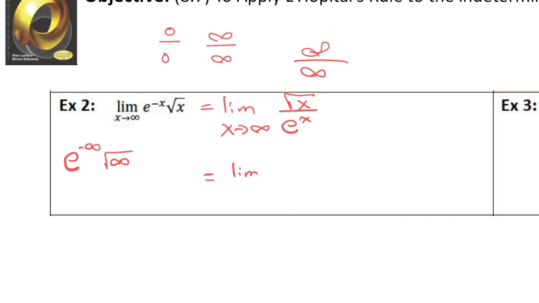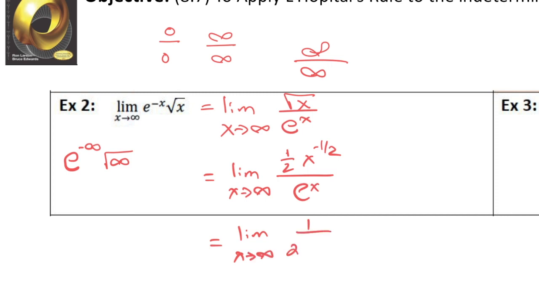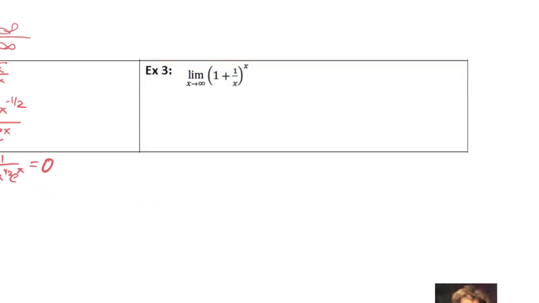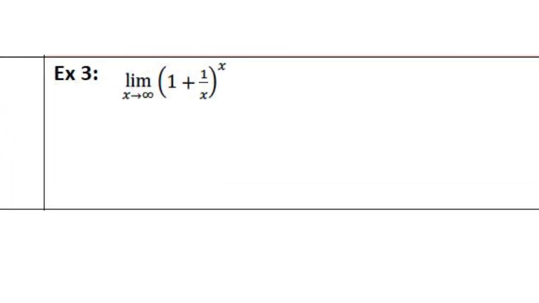And L'Hopital's rule allows me to find the derivative of the numerator and the derivative of your denominator and resubstitute. So when I substitute infinity now, I get the limit as x goes to infinity. You know what? Let's write this as 1 over 2 x to the 1/2 e to the x. And look at that. It's 1 over infinity or 0. So L'Hopital's rule made that complex problem a whole lot easier again.